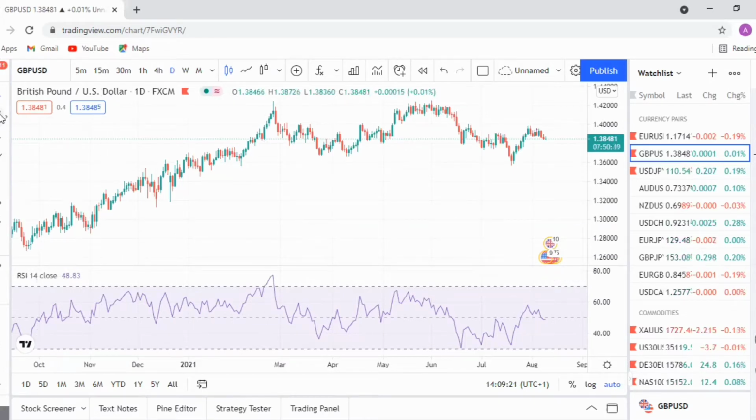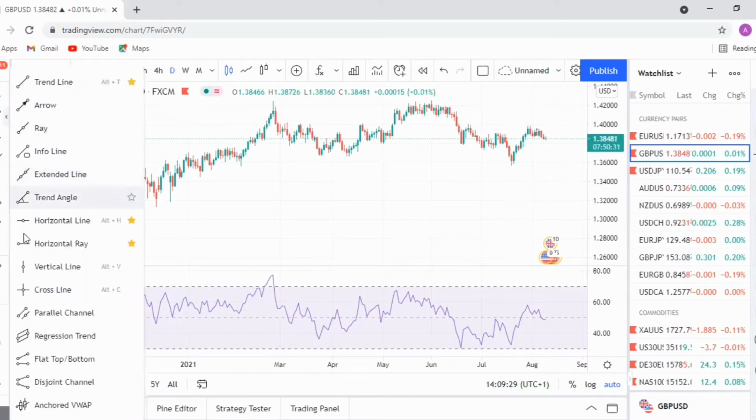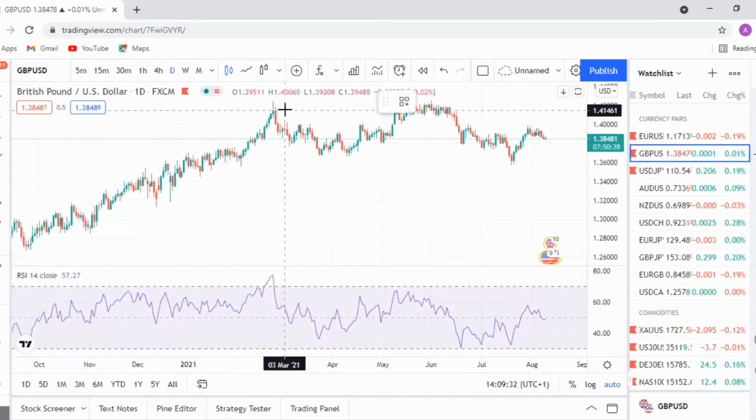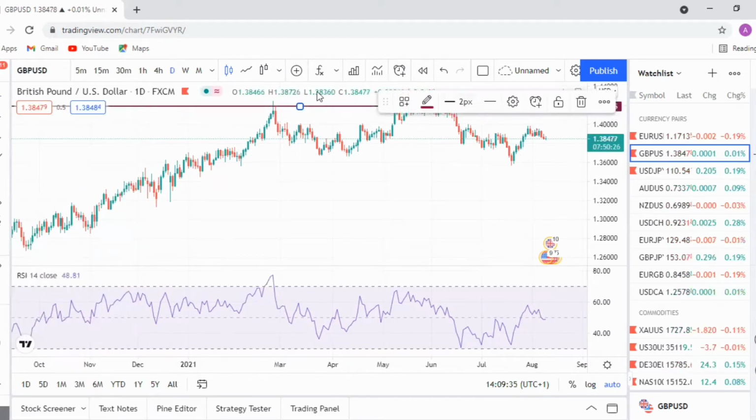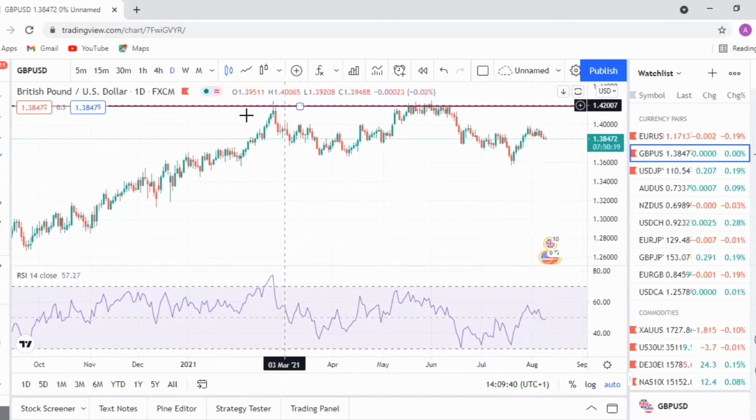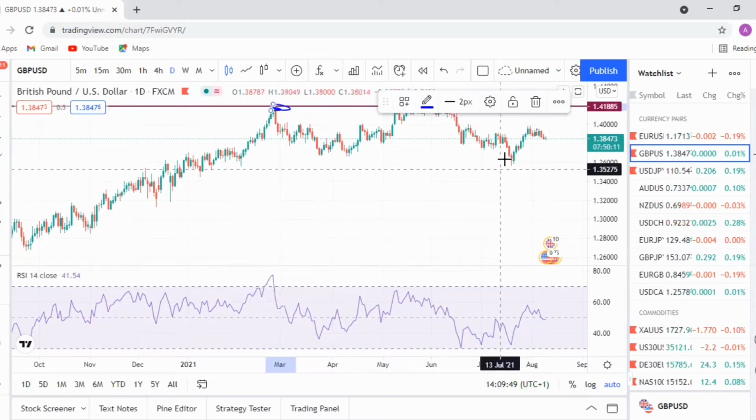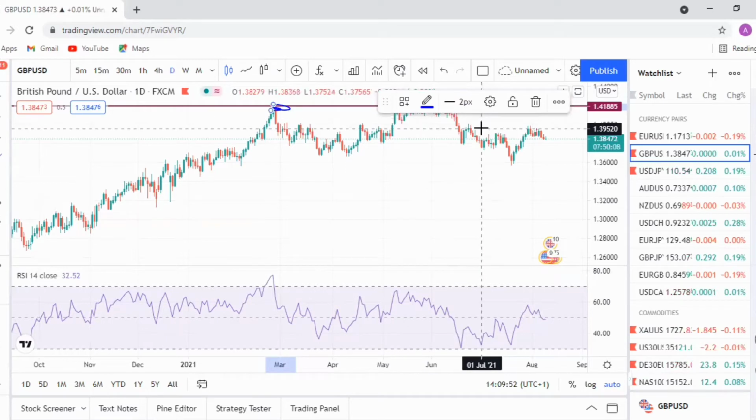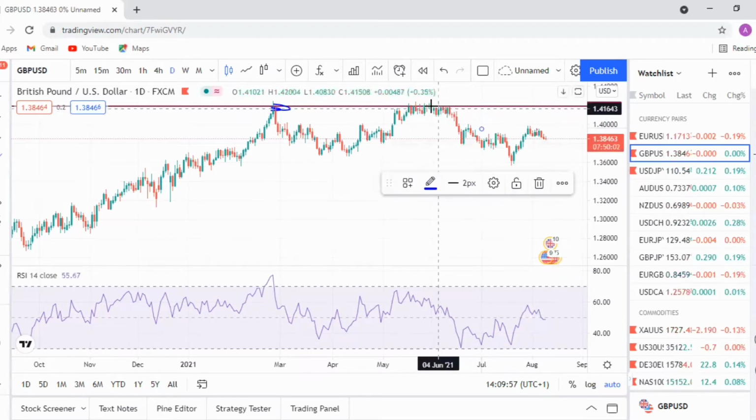Now, this is how it works. Let's assume I want to trade a double top. Now, this is a double top on GBP USD. So this is the first touch. And then we have the second touch here. So this is the second touch.